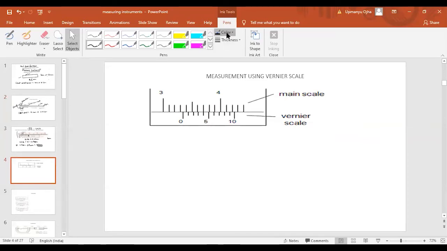If you see here, this is the zero of the vernier scale. This represents that the vernier scale has slid on the main scale. Now to measure this, the true reading of the vernier scale will be equal to the main scale reading plus least count into vernier scale reading. That is the reading of the vernier scale.